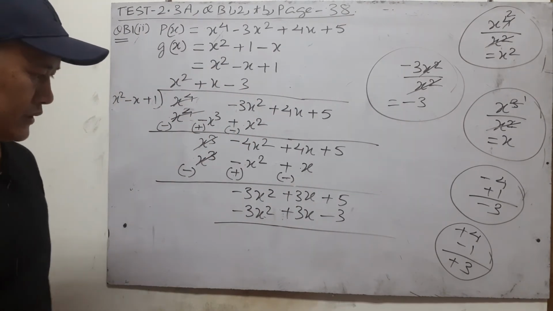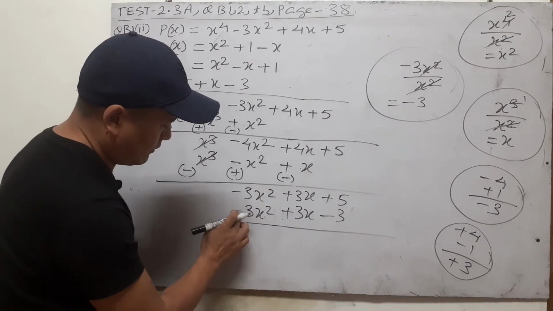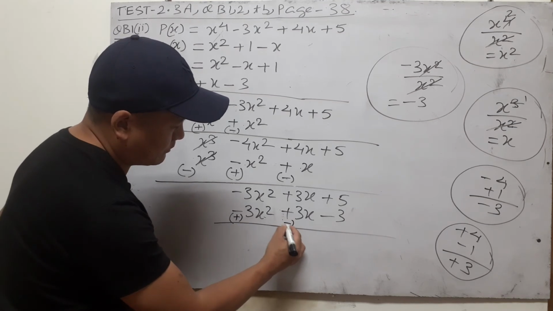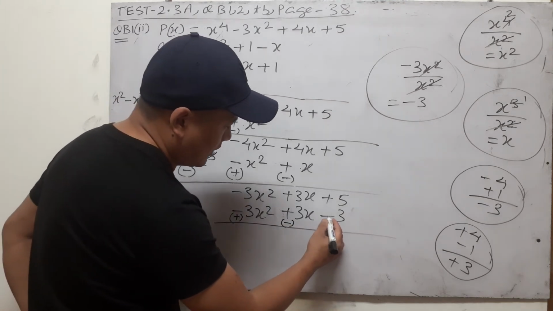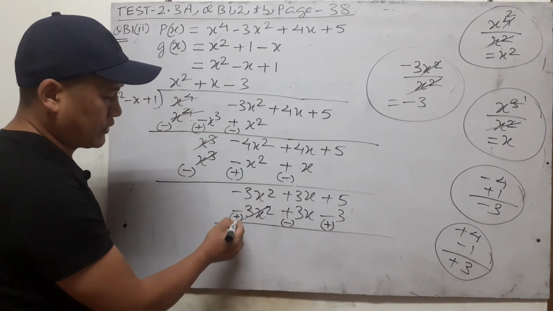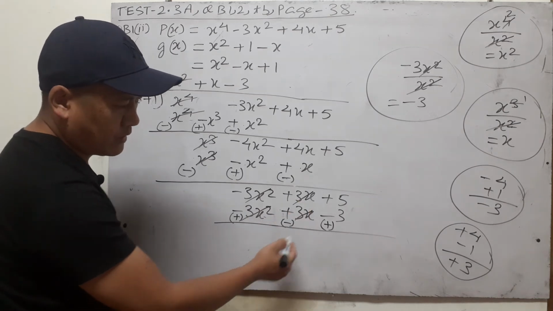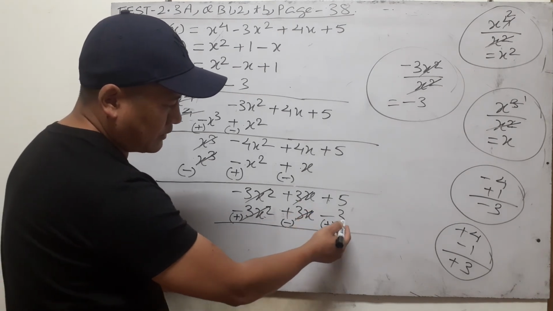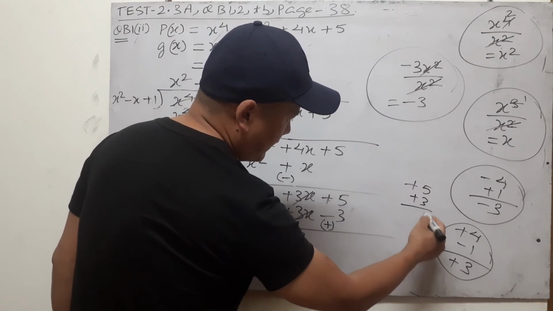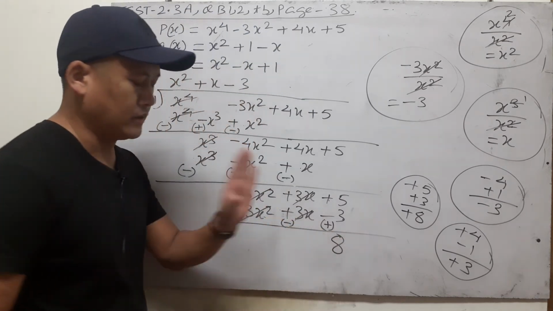Then, like we've been doing, change the sign of the lower terms. Minus 3x squared becomes plus 3x squared, plus 3x becomes minus 3x, minus 3 changes to plus 3. Plus 3x squared minus 3x squared is 0. Minus 3x plus 3x is 0. Plus 5 plus 3: both plus means we add, 5 plus 3 is 8, and both plus means the sign is plus. So plus 8, no need to put a sign.